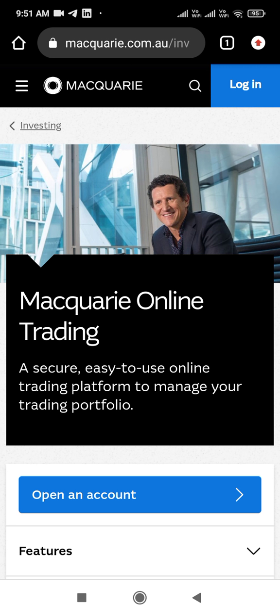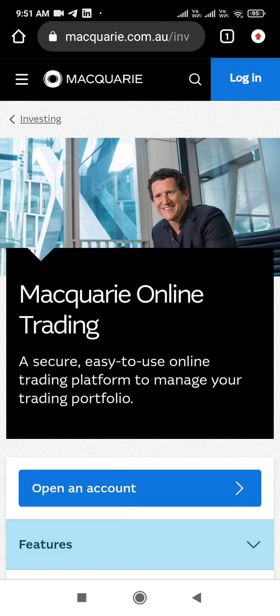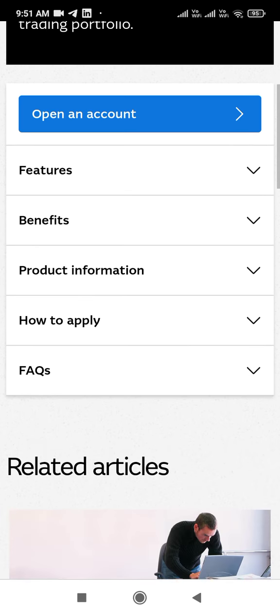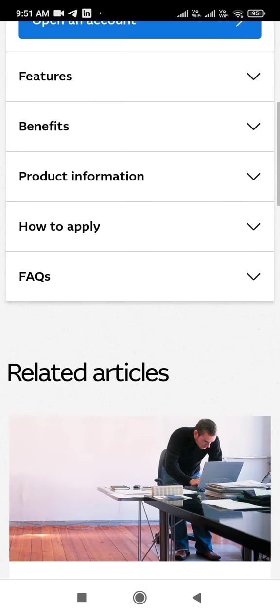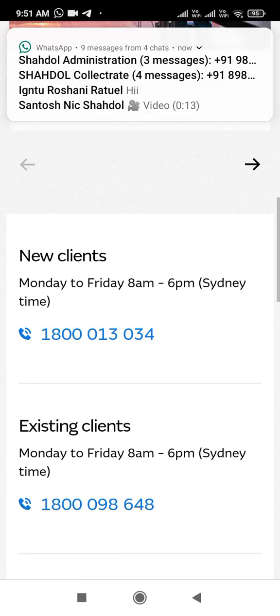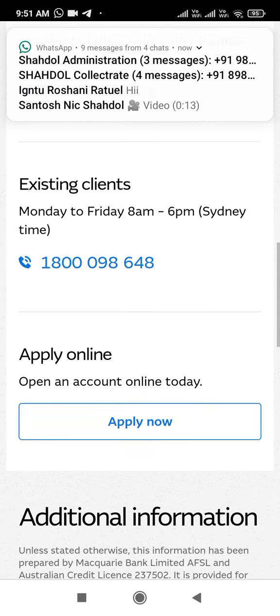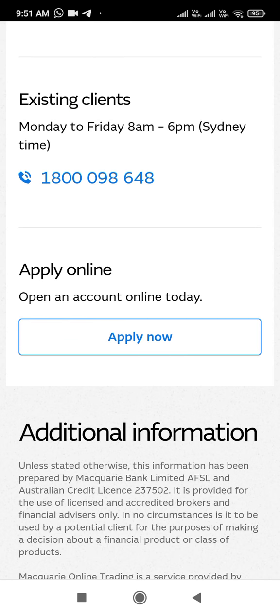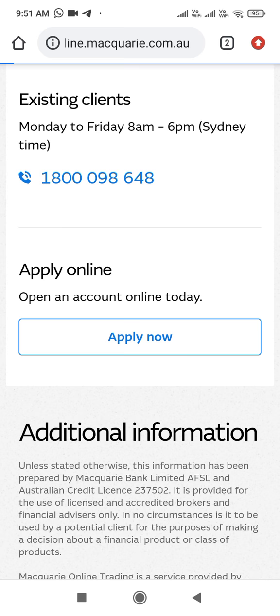Today I'm going to tell you about the Macquarie trading platform. Macquarie Online Trading is a secure, easy to use online trading platform to manage your trading portfolio. The best thing is it has a lot of features, benefits, product information, and how to apply. Related articles are available here. If you directly want to apply, just click on Apply Now.